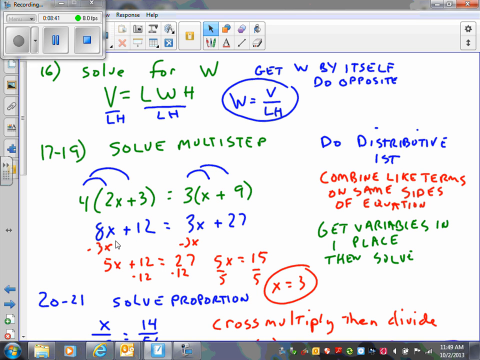I subtract 3x from both sides. I get 5x plus 12 equals 27. I subtract 12 from both sides. I get 5x equals 15. I divide by 5 to get x equals 3.